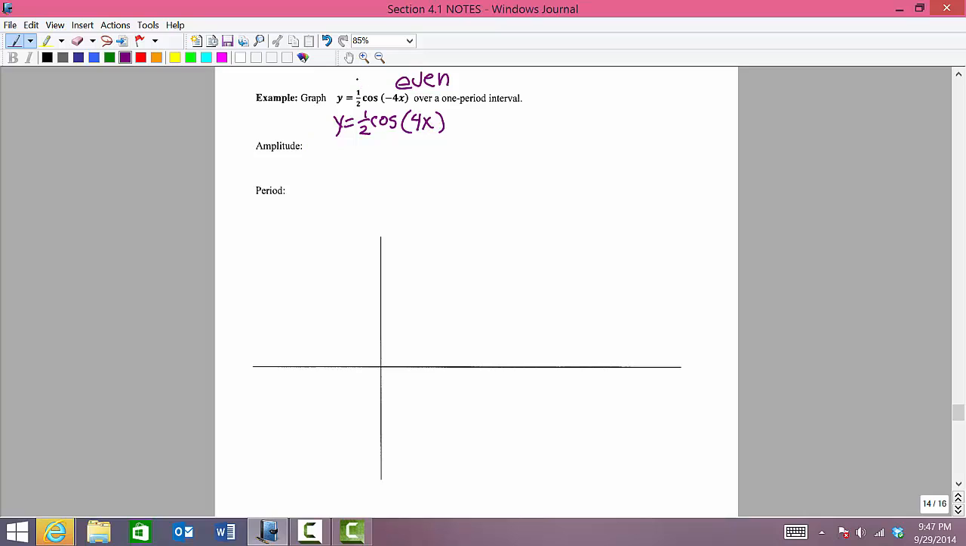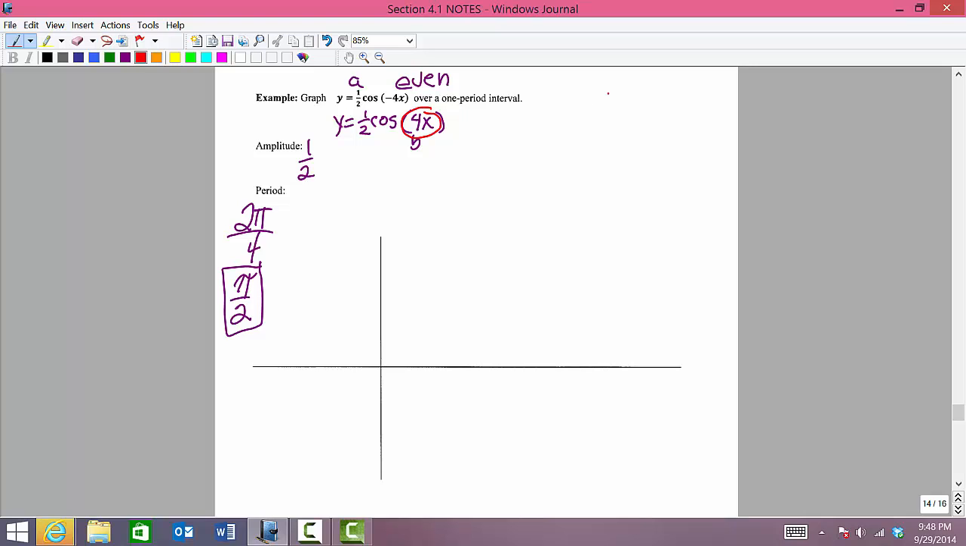Our amplitude, the a that's being multiplied times the front of the function, is 1/2. And now the period, the 4 will be our b. So the period will be 2 pi divided by 4. So the period of this function will be pi divided by 2, or pi over 2 when I reduce that fraction.